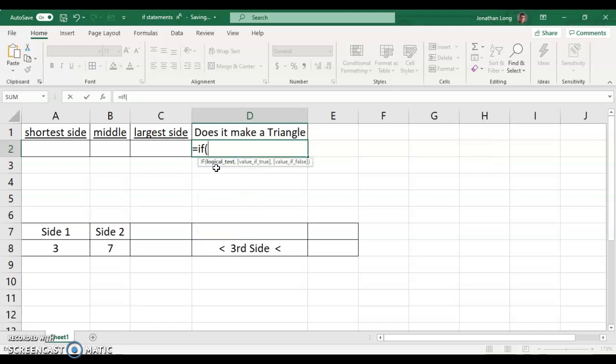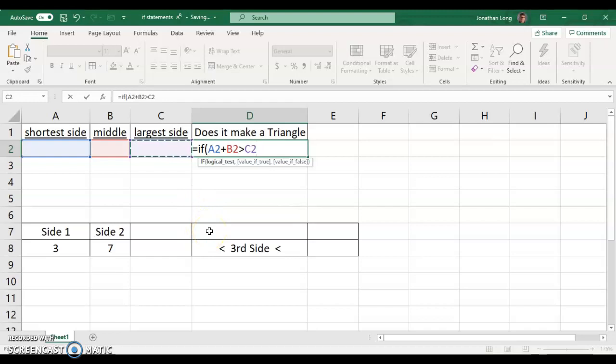If equals parentheses. So triangle inequality is you take the two shorter sides, add them together, and that sum must be bigger than the longest side. So I got to write my logical test first. What am I testing? Well, I'm testing that theorem. So shortest side plus the next shortest side, and I need that sum to be greater than the length of the largest side. So right here is my math test.